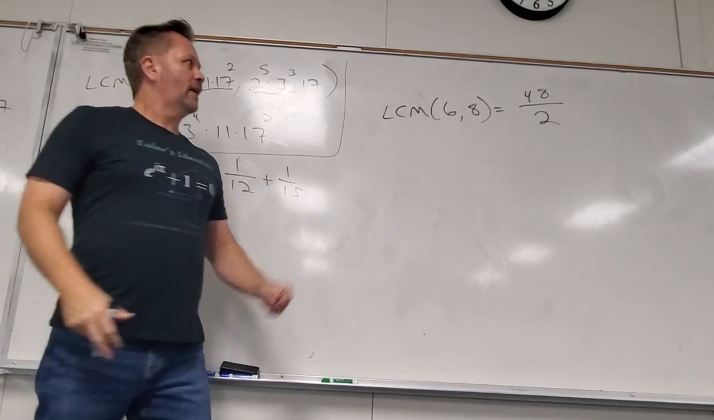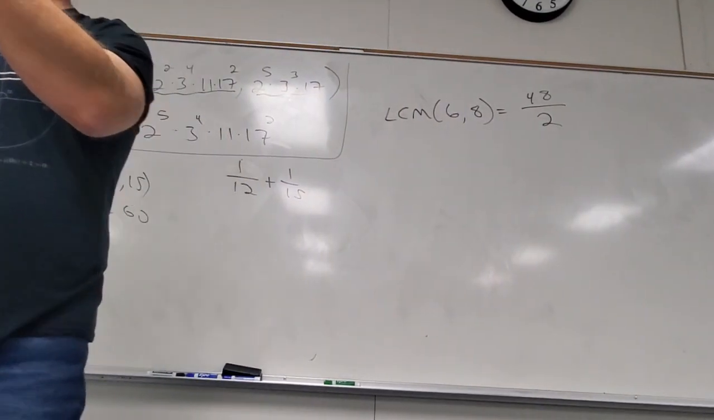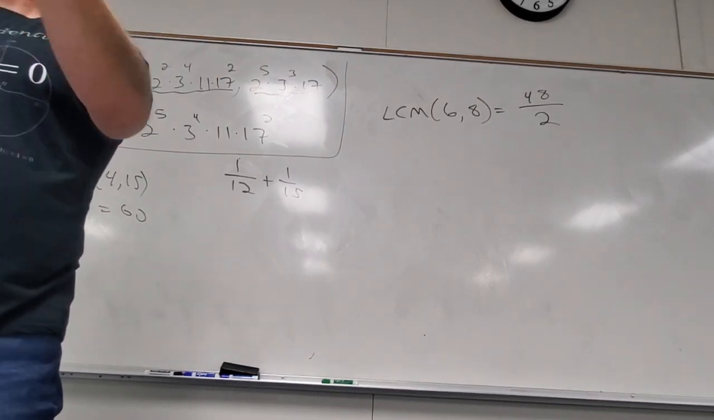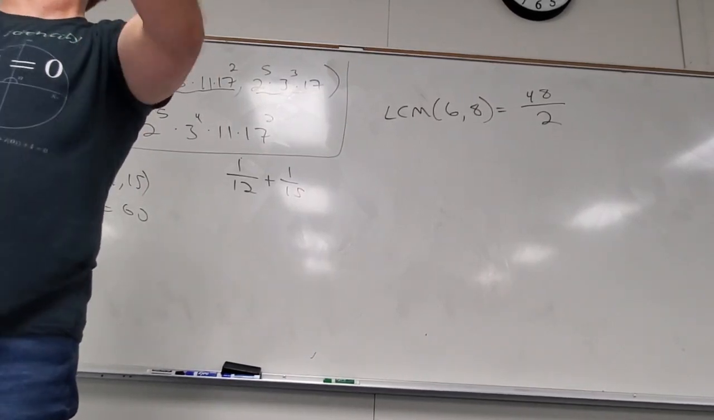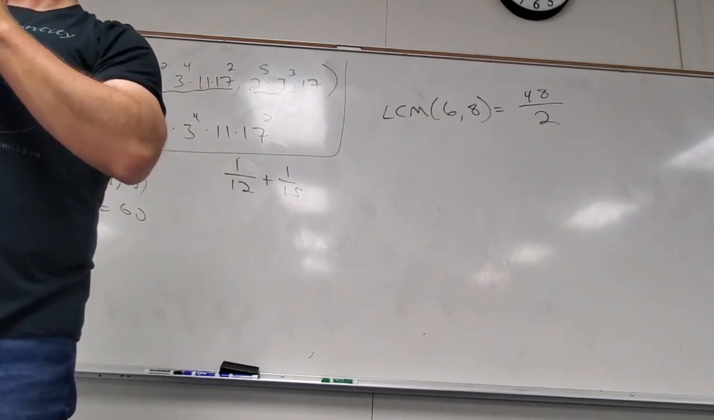Why does that make sense? Because if I do 6 times 8, didn't I use 2 2's? Doesn't 6 have a 2 and 8 have a 2? I didn't need to use both. I just need 1 in there. Does that make sense? So of course I'm going to divide the extra 2 out. Maybe.